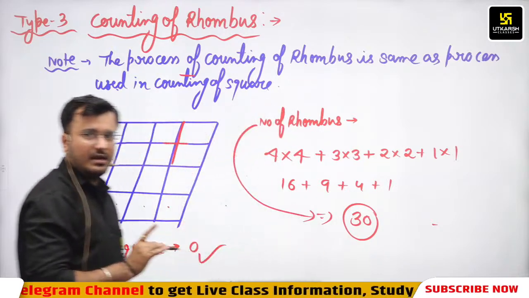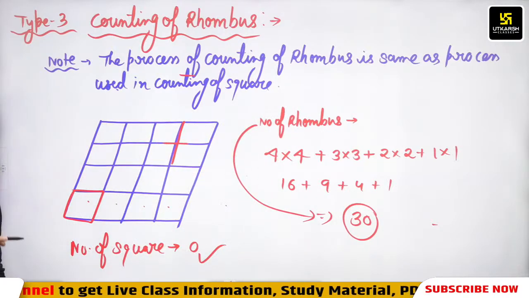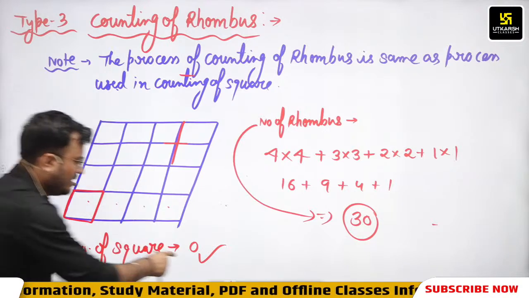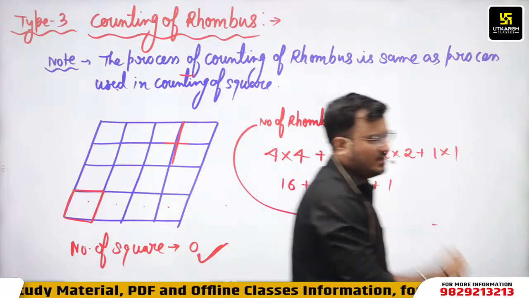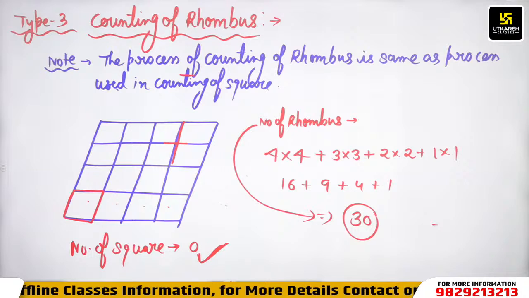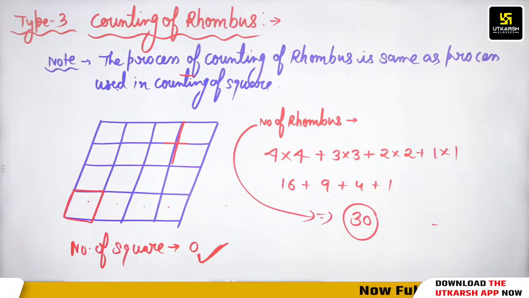But again I am repeating the same thing. If someone is asking how many squares are there in this figure, my answer is 0. So now you are able to understand that the counting of rhombus is the same as counting of squares. Understood? Now moving forward.